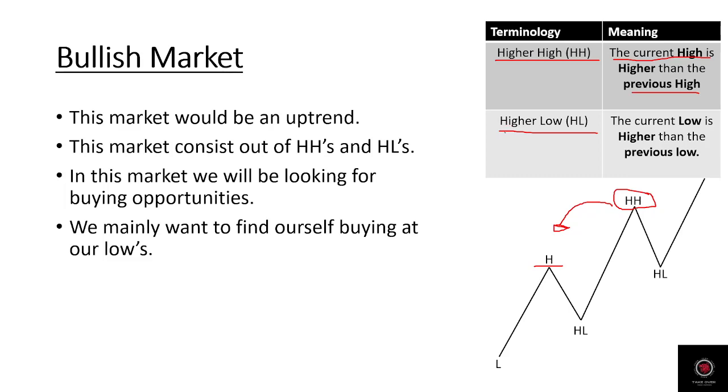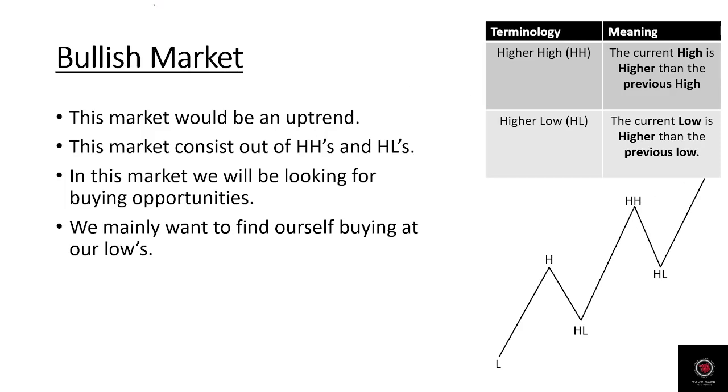Let's look at our higher lows over here. The current low is higher than the previous low. So if this is our current low over there, can you see that this current low is higher than the previous low, making this one over here a higher low? Can you see that this low over here is higher than the previous one, making this area a higher low? It's quite simple. Keep it simple.